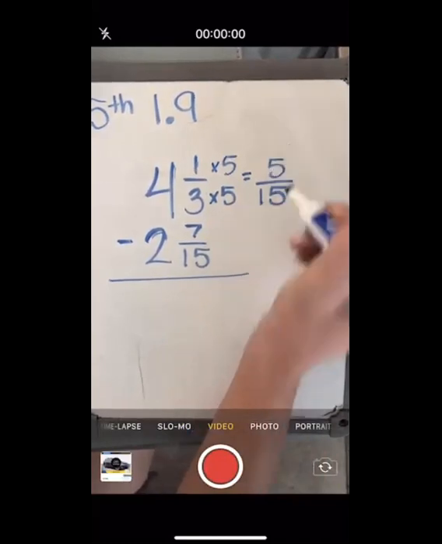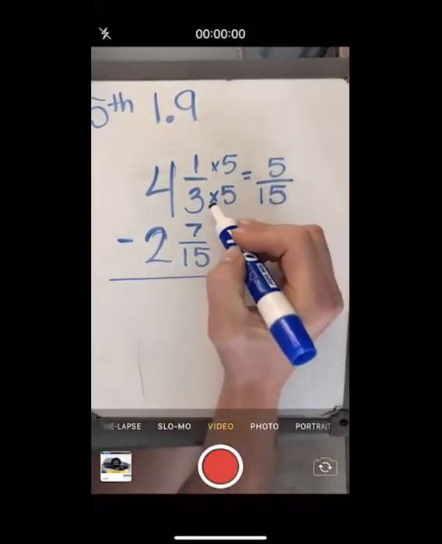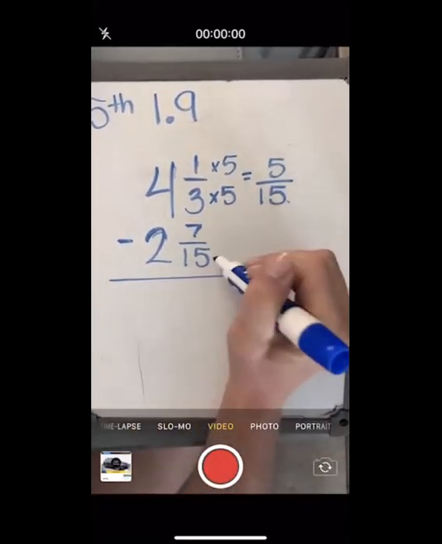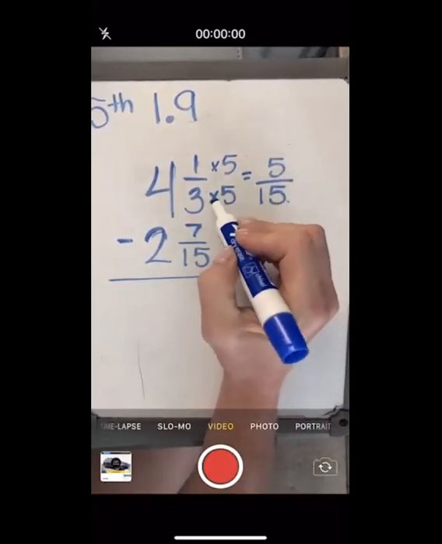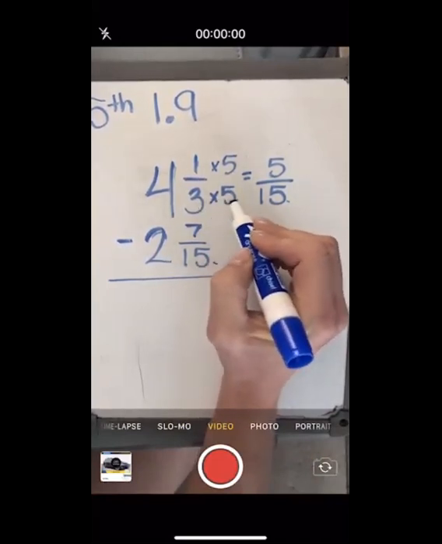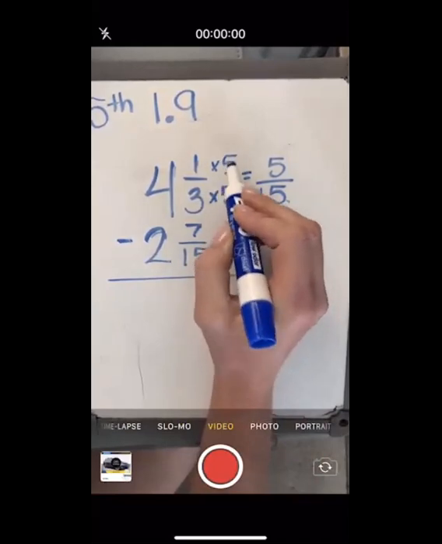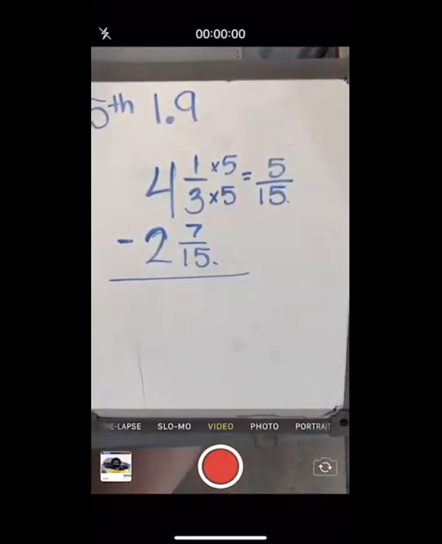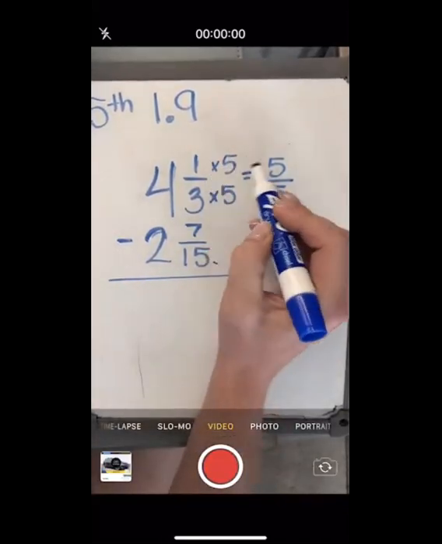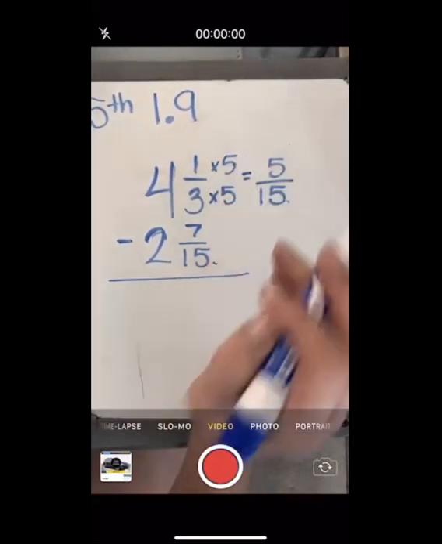Now I have 5/15. How do I get the 5 though? Whenever she said she wanted to turn it into 15ths so that it would match this guy, right? I had 1/3. So whatever I multiply the bottom by, I multiplied 3 by 5 because I knew it would make 15. I have to do the same thing to the top also. In order to keep it even, you have to multiply the top and the bottom. Otherwise, it's not an equivalent fraction anymore. So now I have 1 times 5 equals 5. And 5/15 is equivalent to 1/3.